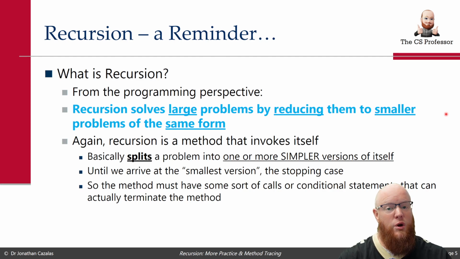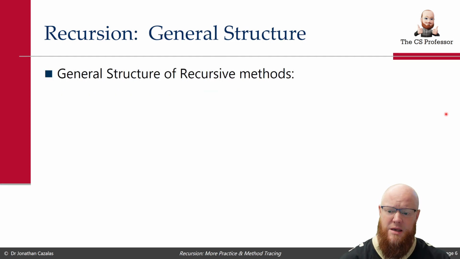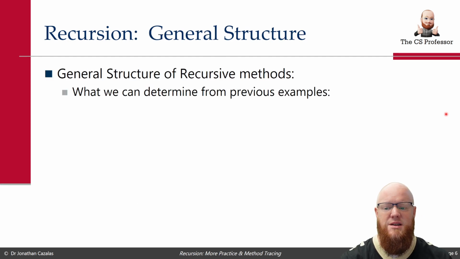So this recursive method will have some sort of calls and conditional statements to check. Have we arrived at the terminating condition? If so, stop the recursion. Otherwise, let's keep recursing. So we're going to discuss this general structure of our recursive methods.